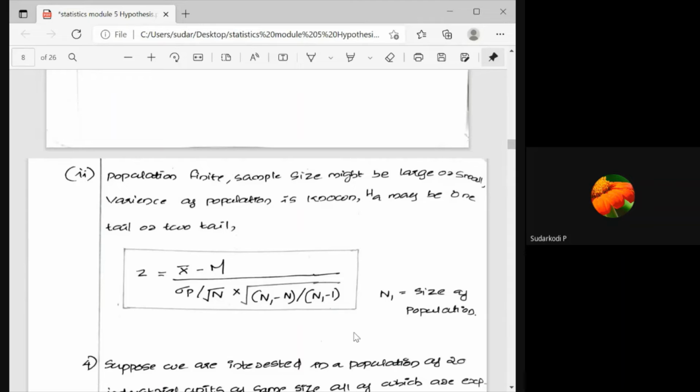The concept is same. Only thing, when your population is finite, you add one more variable called N1 in your formula. That is nothing but the size of the population. Remaining all variables are known to you. And your formula changes to x bar minus mu, the whole divided by standard deviation.